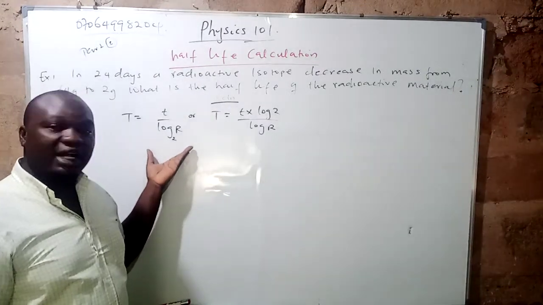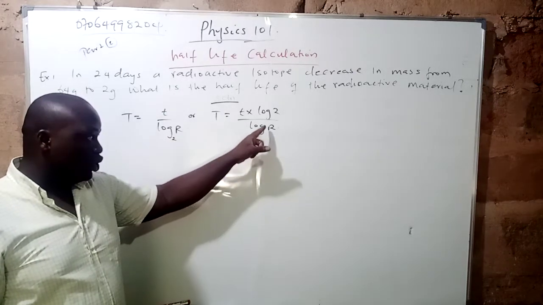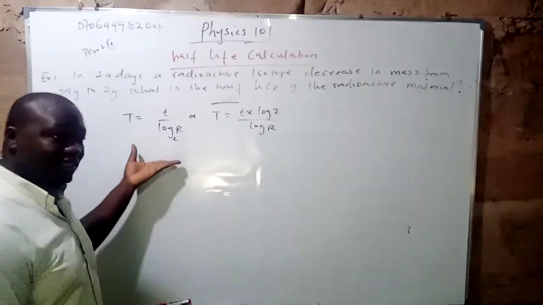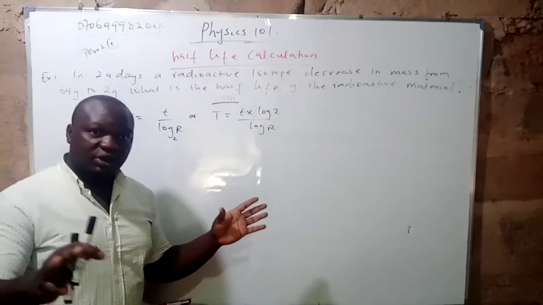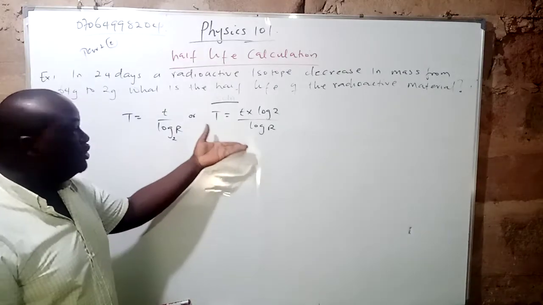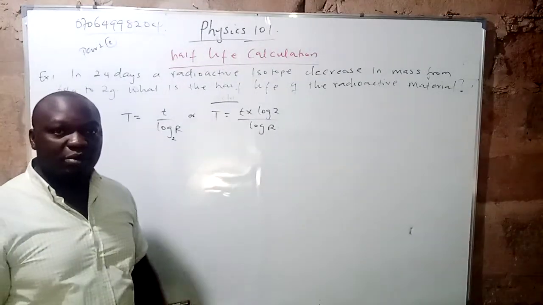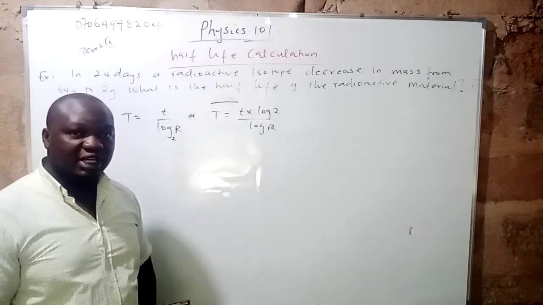Why? Because you don't use a calculator in JAMB, a calculator where you can press log 2 or log R. So you have to understand this one. Those that are writing WAEC or are in O level or year 1 in the university, you can use this one because you are permitted to use a scientific calculator. So any of these formulas will give you the answer.